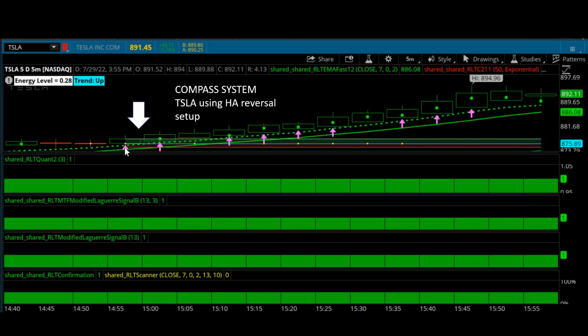These arrows here the Compass system produces are called pop out of the box. These produce an arrow when the compression is being broken. It shows you the compression being broken and the stock coming off the 15 EMA. This is where we would actually buy the stock and then ride it up. And once it starts to show momentum loss, you get out. But this is what the Compass system looks like. You're going to see a lot of these charts here in just a minute.